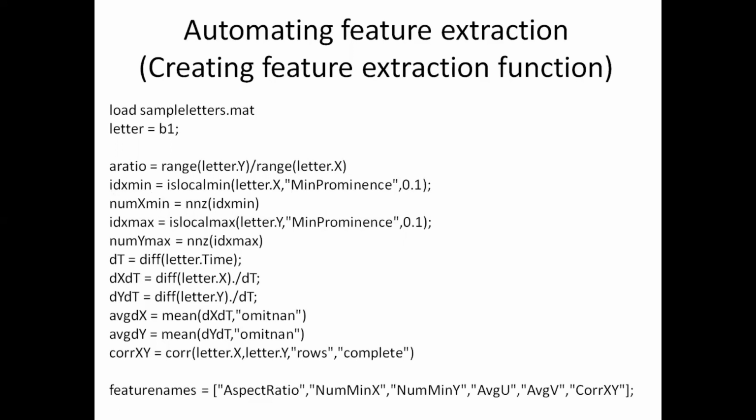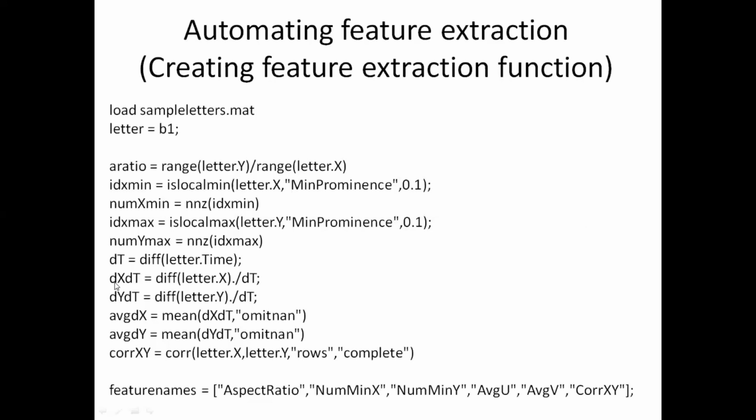And then we are calculating the number of local minima peaks using this nnz function, which will calculate the number of local minima peaks. That is another feature that may be useful for us. Then we are also calculating the local maxima points with prominence value greater than 0.1, and the number of maxima points. That is your num y max, which gives you the number of maxima points.